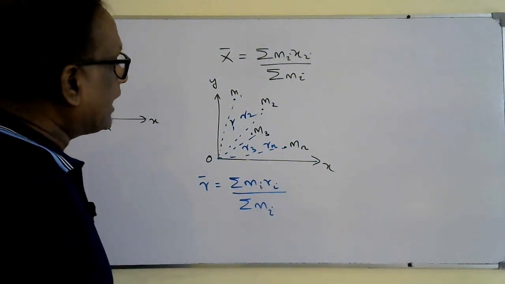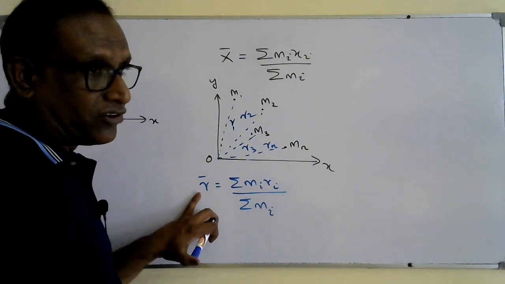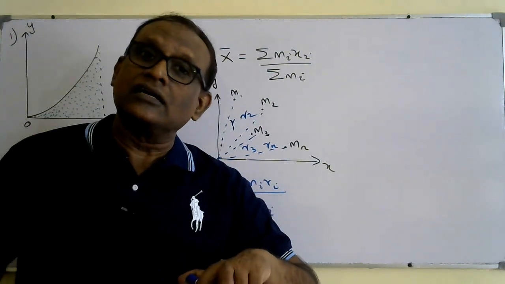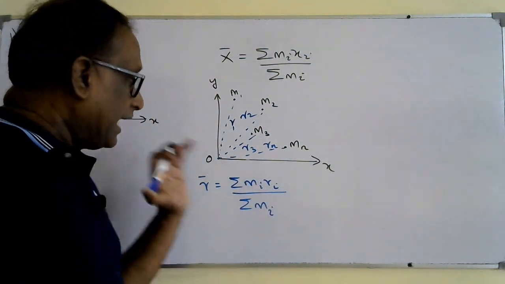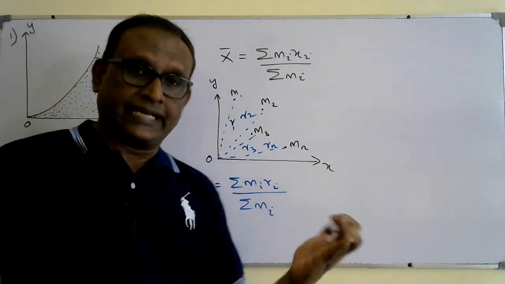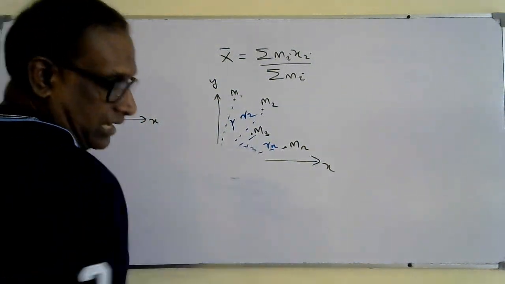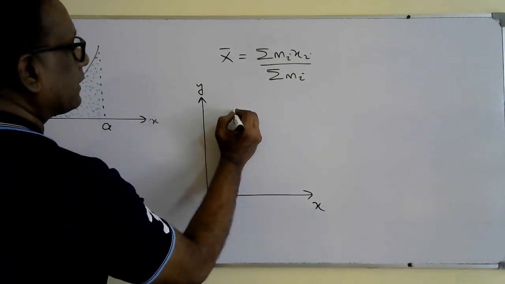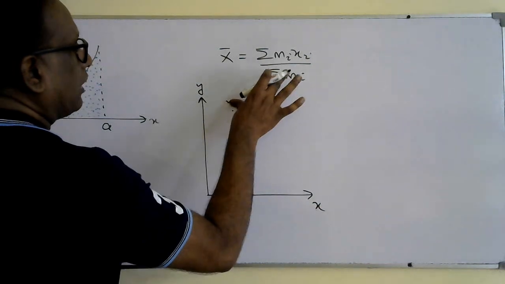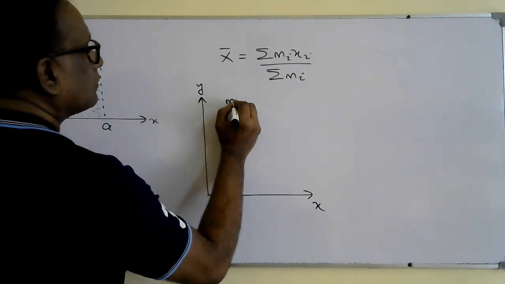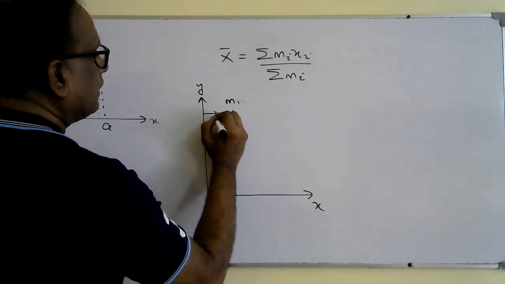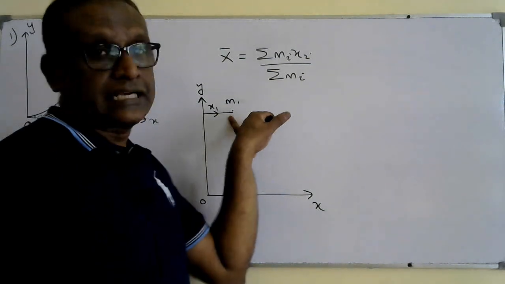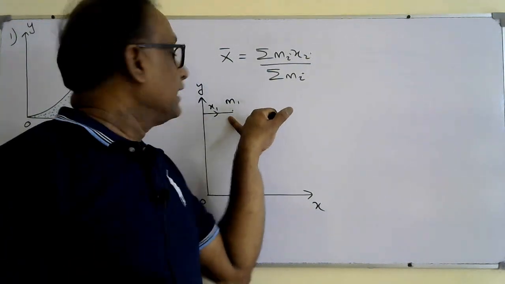In case they ask to find the center of mass from the y-axis, that means they ask for the x coordinate of the center of mass. The x coordinate of the center of mass means from the y-axis. If we want to find that, we can imagine it like this. There are different particles, m1 at a distance x1 from the y-axis, that is, the x coordinate of the center of mass of particle m1 is x1.